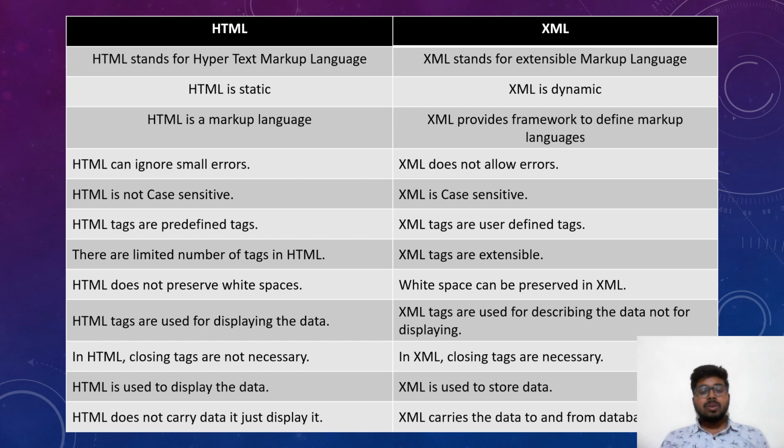In HTML, closing tags are not necessary. In XML, closing tags are necessary. HTML is used to display the data. XML is used to store the data. HTML does not carry data, it just displays it, whereas XML carries the data to and from the database.